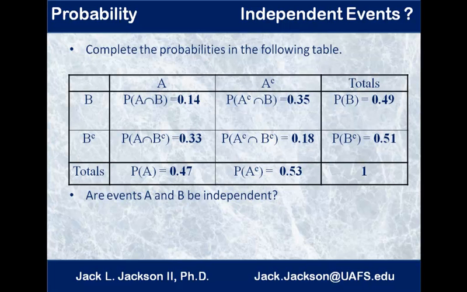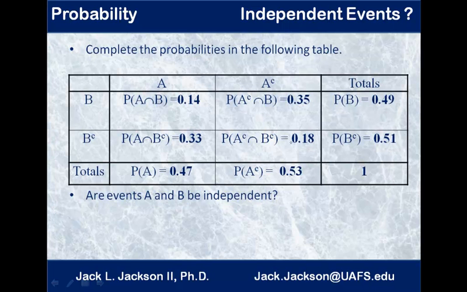Alright, so now we have all the first row and all the first column. Well, we also have to have a 1 down here in the bottom right. So if the probability of B is 0.49, the probability of its complement is 1 minus 0.49, 1 minus the probability of B, and so of course that's 0.51. And similarly, the probability of A is 0.47, the probability of its complement is 1 minus the probability of A, that's 1 minus 0.47, so that's 0.53.